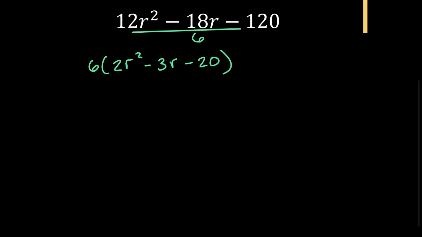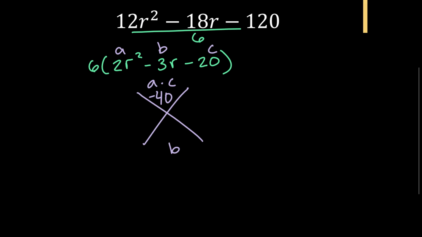So next, what do we do to factor? The x method, right? What goes up top? A times C. Now this is your new a, b, and c. So a times c is how much? Negative 40. And what's your b? Negative 3.